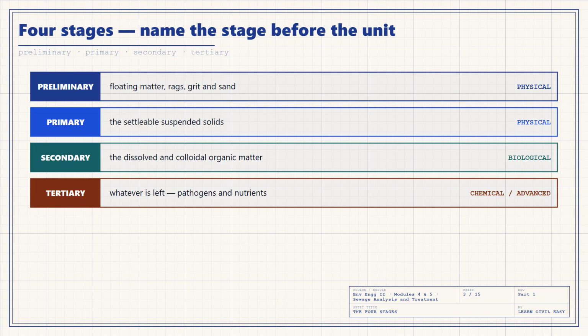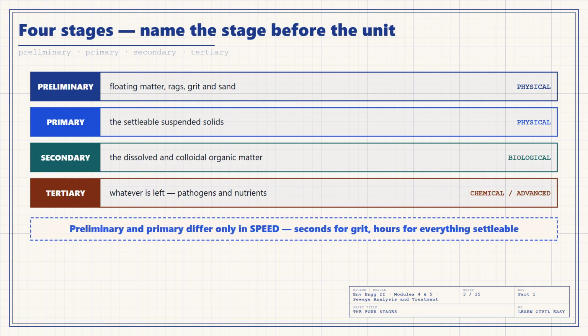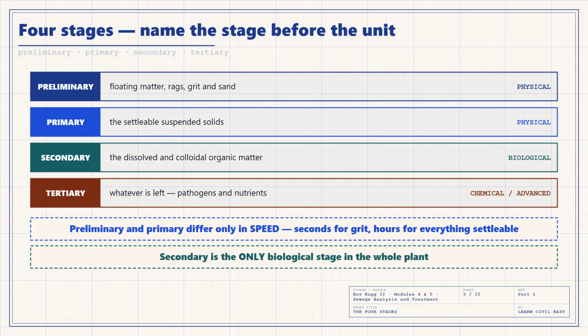Now notice 2 things, because examiners ask both directly. First, preliminary and primary are both purely physical. The difference between them is speed. A grit chamber is designed so that only grit settles in under a minute. A primary tank is designed so that everything settleable settles over several hours. Second, secondary treatment is the only biological stage in the entire plant. It is the only place where something living does the work. Say the stage before you name the unit, and your answer organizes itself.